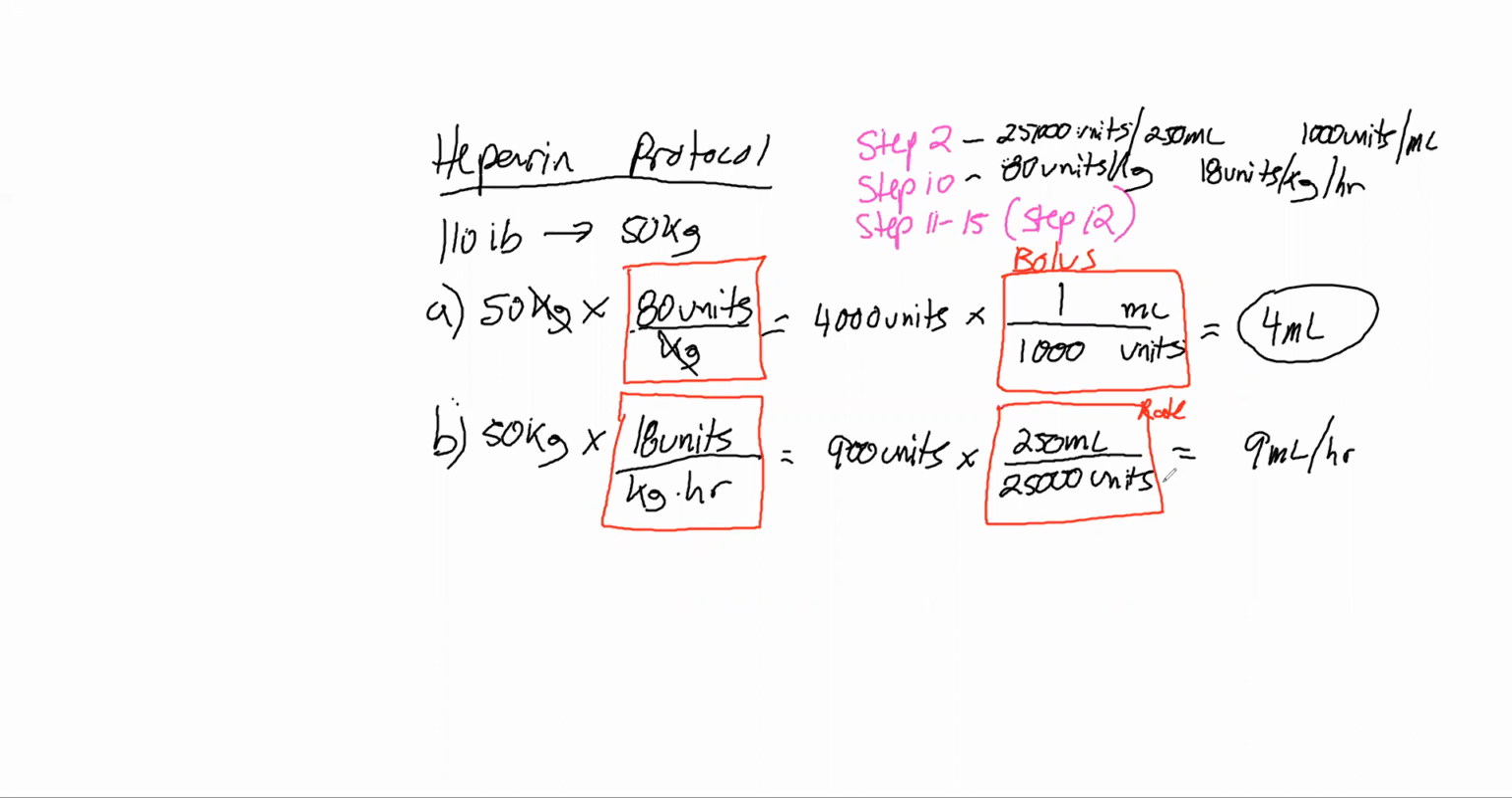The other thing I'll tell you, just as an aside, this 250 over 25,000 is the same thing as 1 over 100. So if you're looking for a shorthand way to do this, when you calculate your bolus dose, divide by 1,000 when you get to units. When you are doing the flow rate, divide by 100 when you get to units per hour.